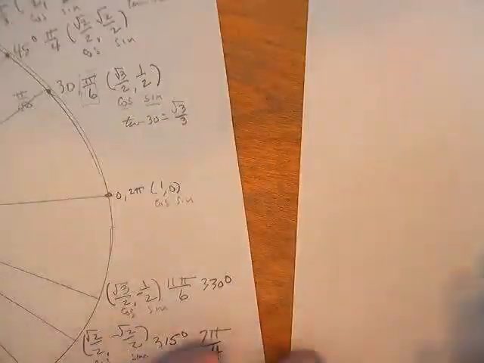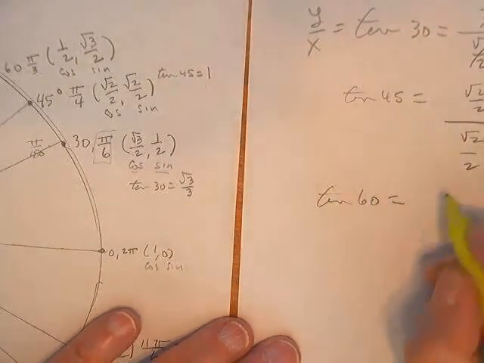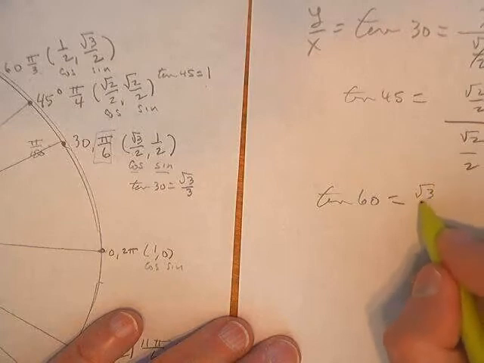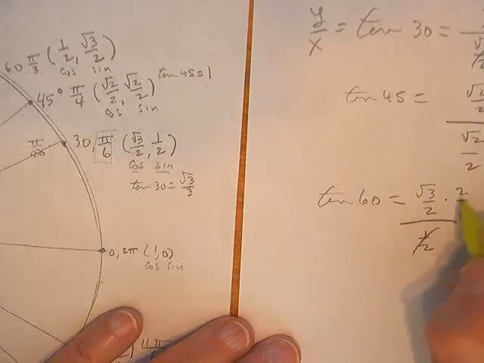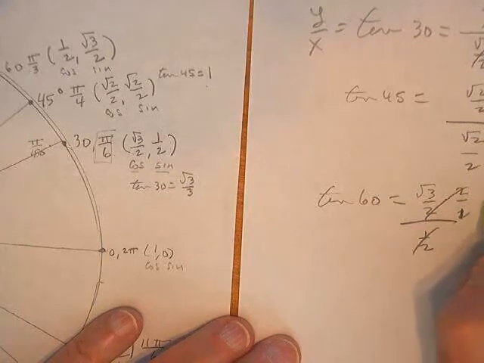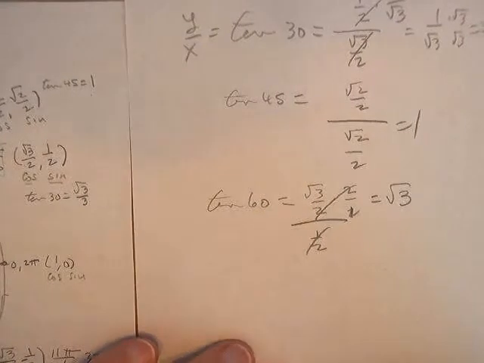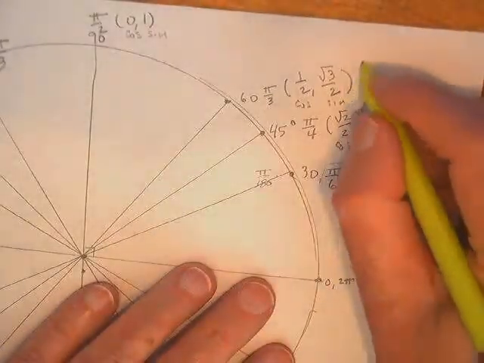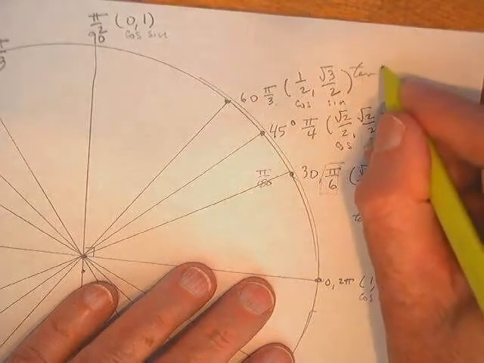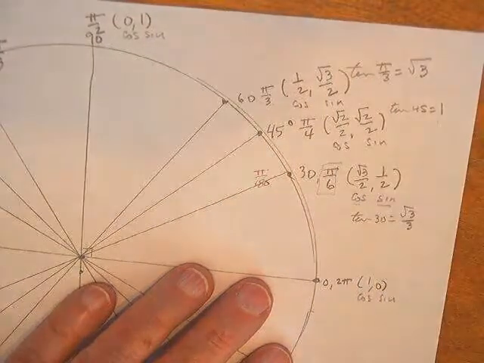Tangent of 60, this would be root 3 over 2 divided by a half. Flip the half and multiply. That was just root 3. So on this one right here, the tangent of pi over 3 is just root 3.